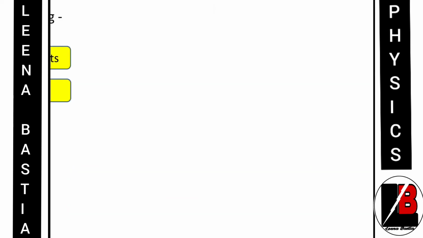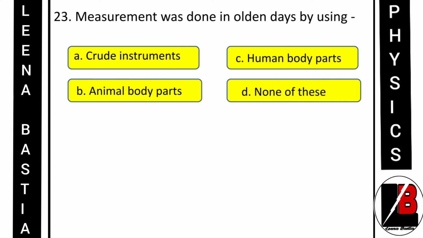Question number 23. Measurement was done in olden days by using crude instruments. Option B is animal body parts. C, human body parts. D, none of these. Crude instrument means some simple or basic instrument it is talking about. But what are the things that were used for measuring in the olden days? Option C. Answer is human body parts.